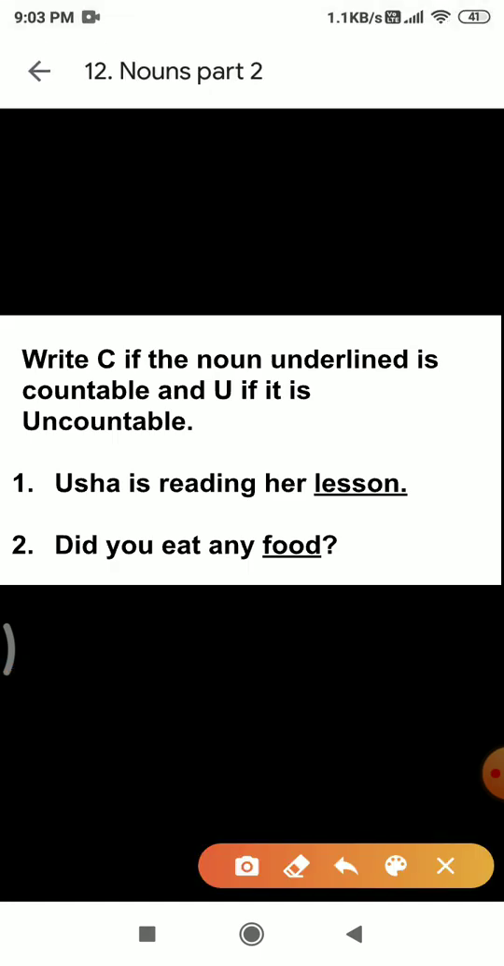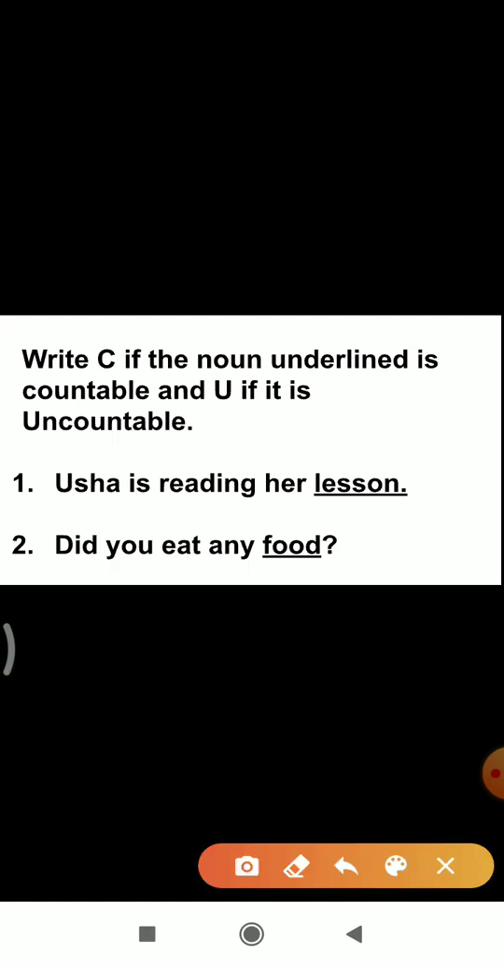Write C if the noun underlined is countable, and U if it is uncountable. So what does it mean? If the noun which is underlined is countable, if you can count them, then it is a C, that is a countable noun. And if the noun underlined is uncountable, that means you will write U there. Shall we start? The first one.